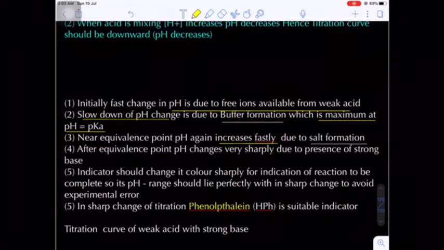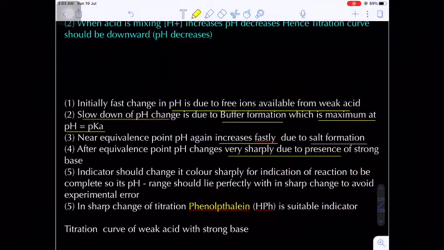Near the equivalent point, again the pH value increases because of the salt formation, because at the equivalent point the salt undergoes hydrolysis, due to which the pH of the solution increases. After the equivalent point, the pH value again sharply increases because of the formation of the strong base, that is the NaOH.